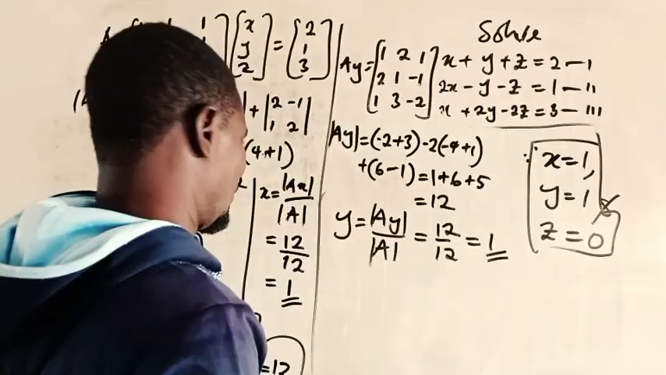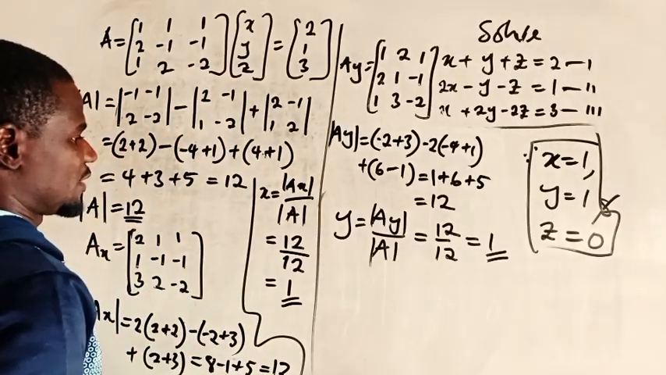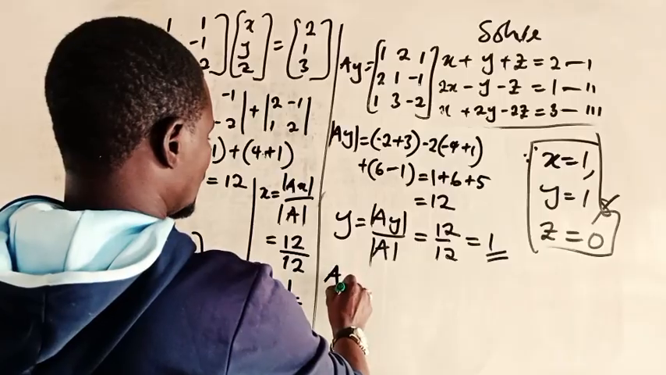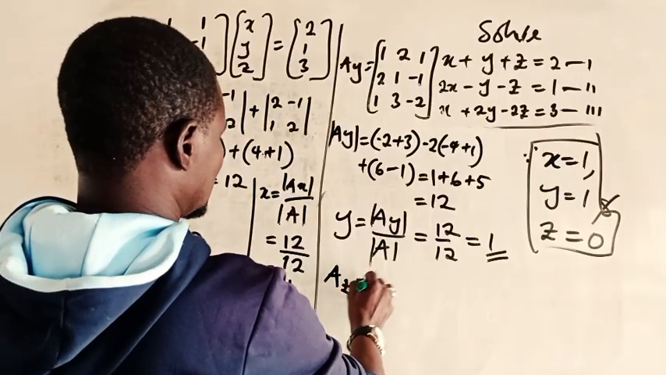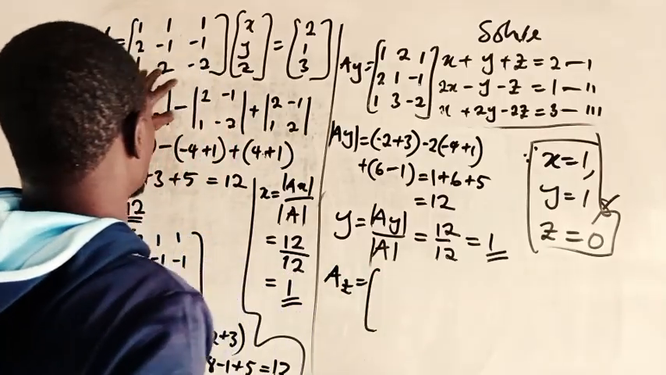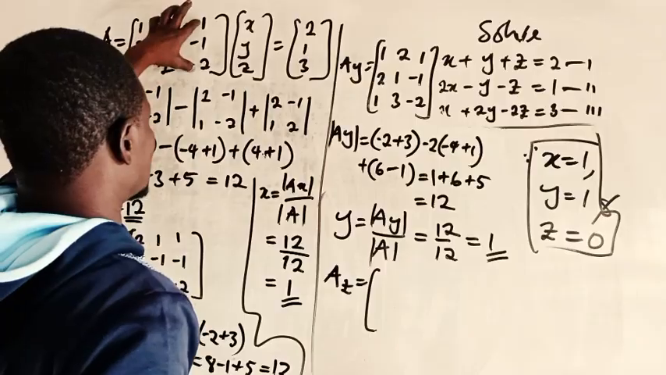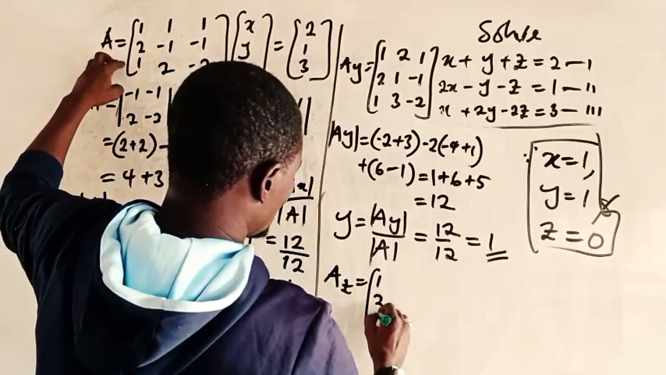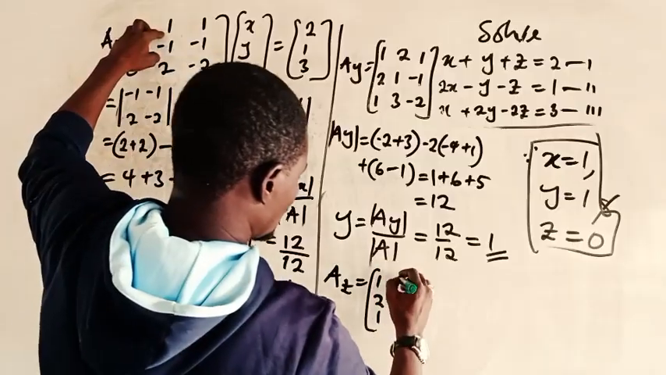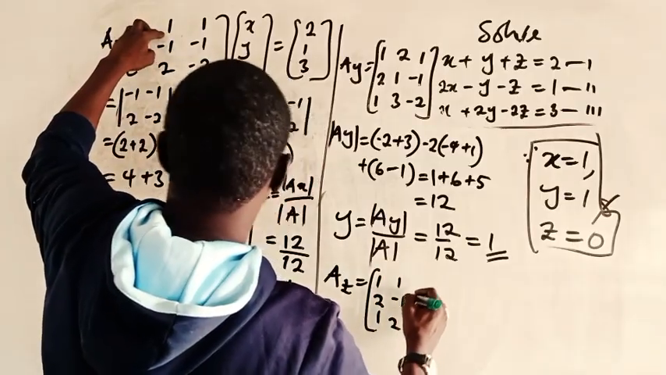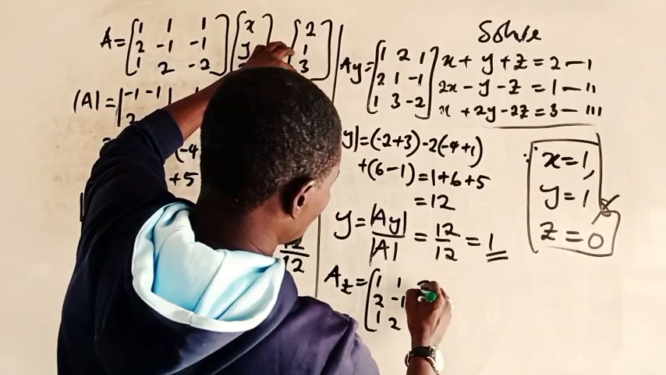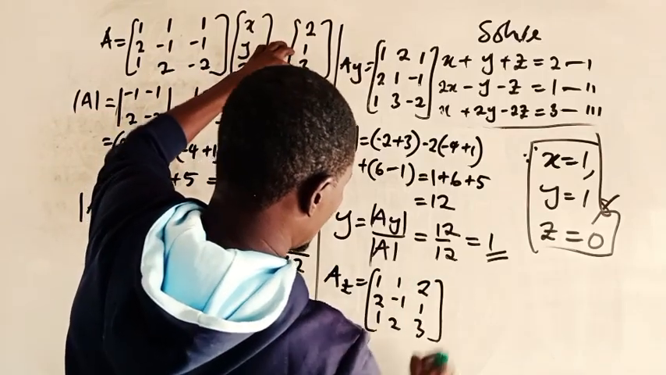So from here, we can proceed and get the value of z by forming another matrix, A subscript z. In this case, our matrix will carry the first two columns, except the last column replaced by this. So we have 1, 2, 1; 1, minus 1, 2; and then instead of this, we take 2, 1 and 3. Now we have the matrix of z.